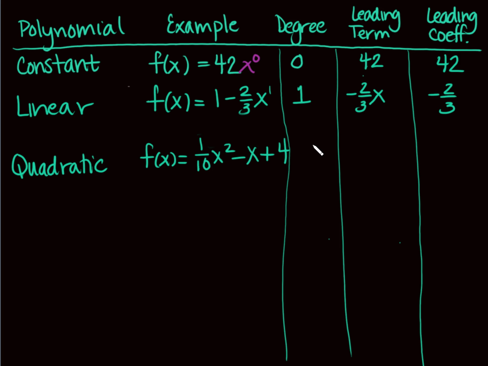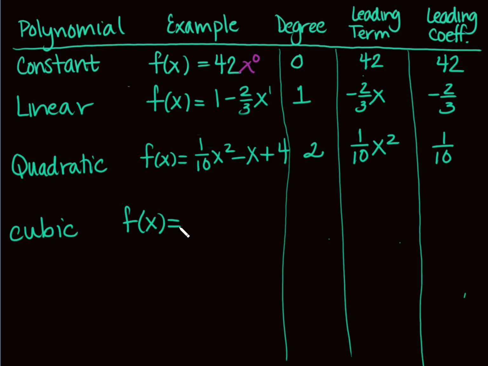Okay, so what's the degree? It's 2. That's how we know it's a quadratic. What's the leading term? It would be 1/10 x squared. We know that because that's the first one. And the leading coefficient is 1/10. Okay. How about a third degree polynomial we call a cubic?